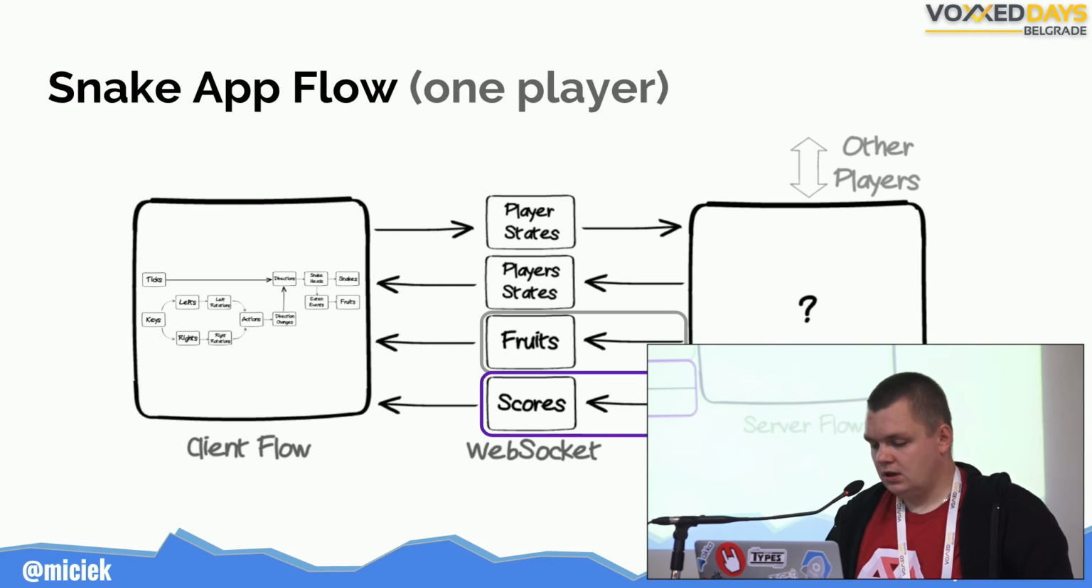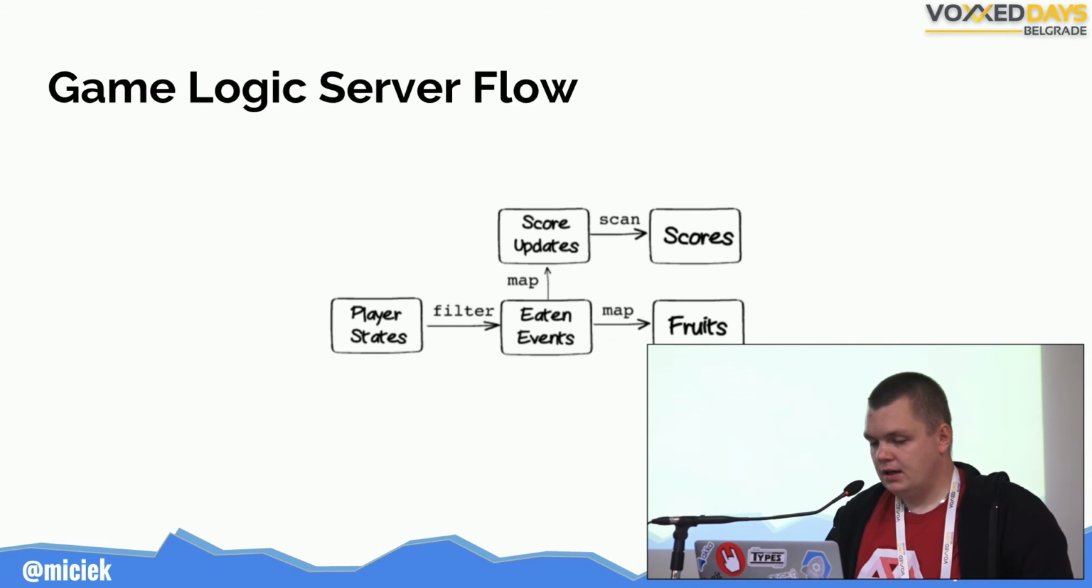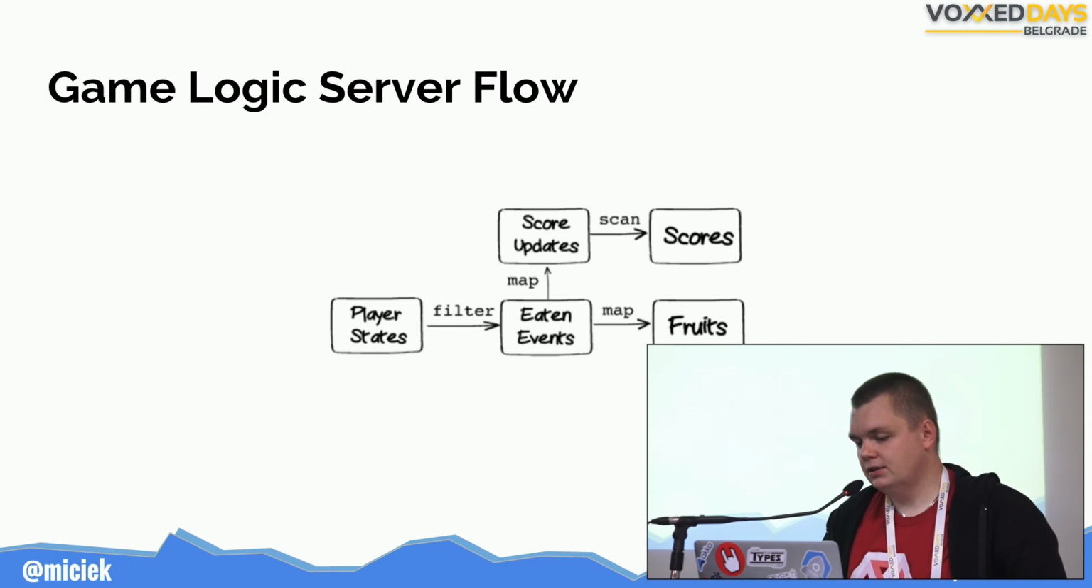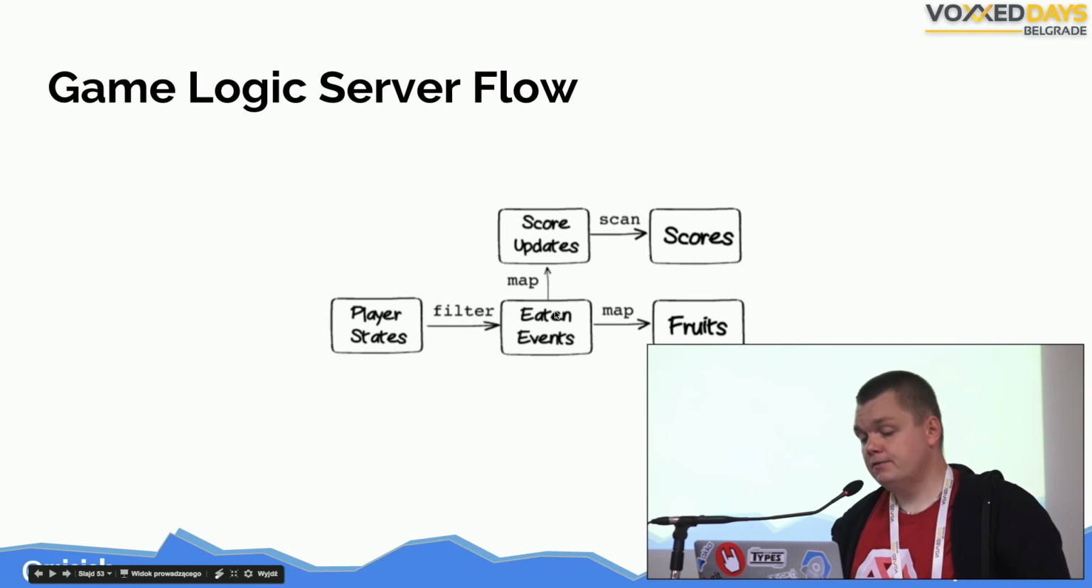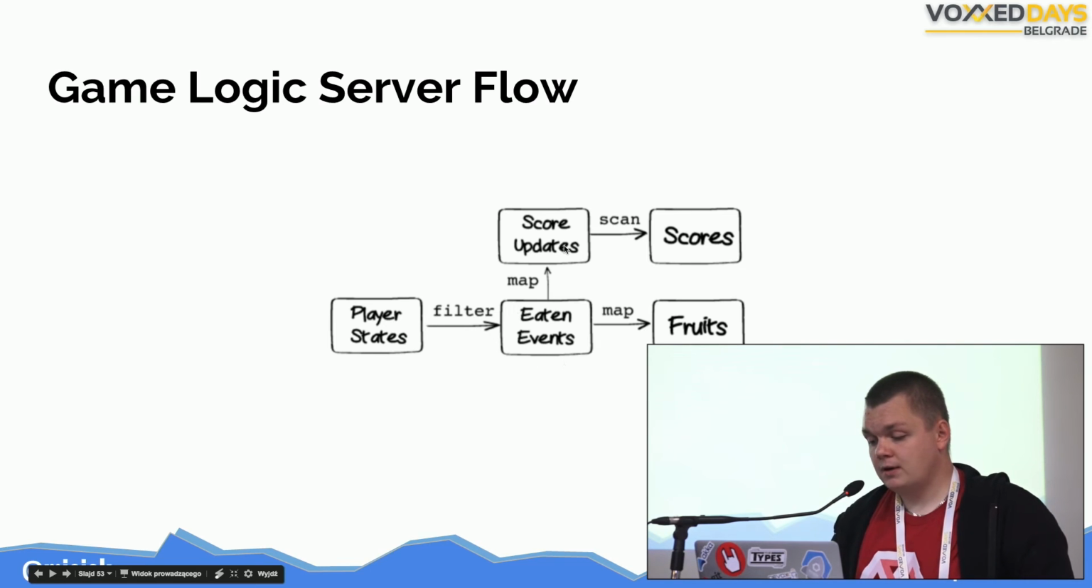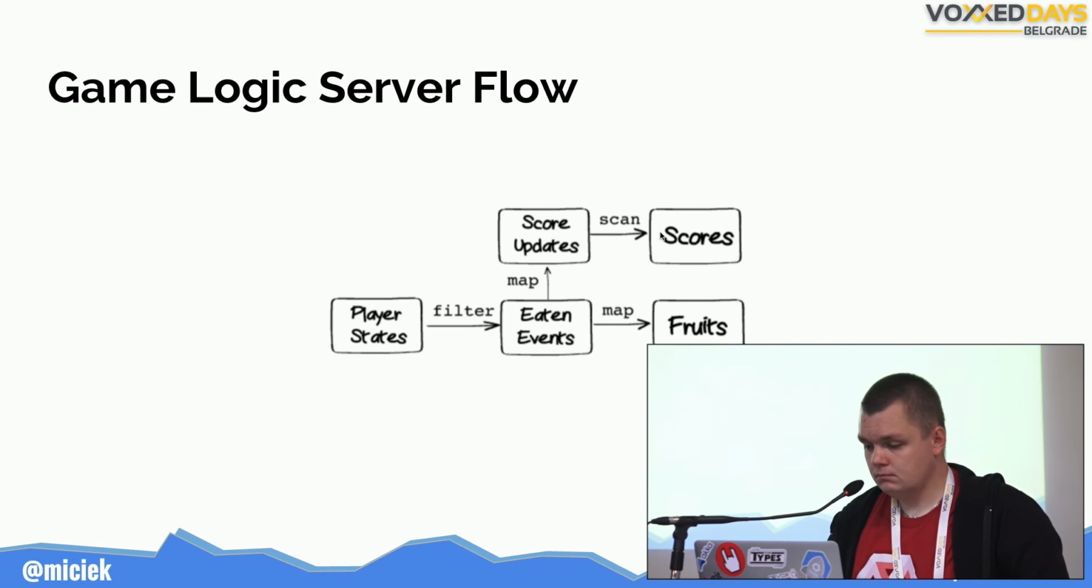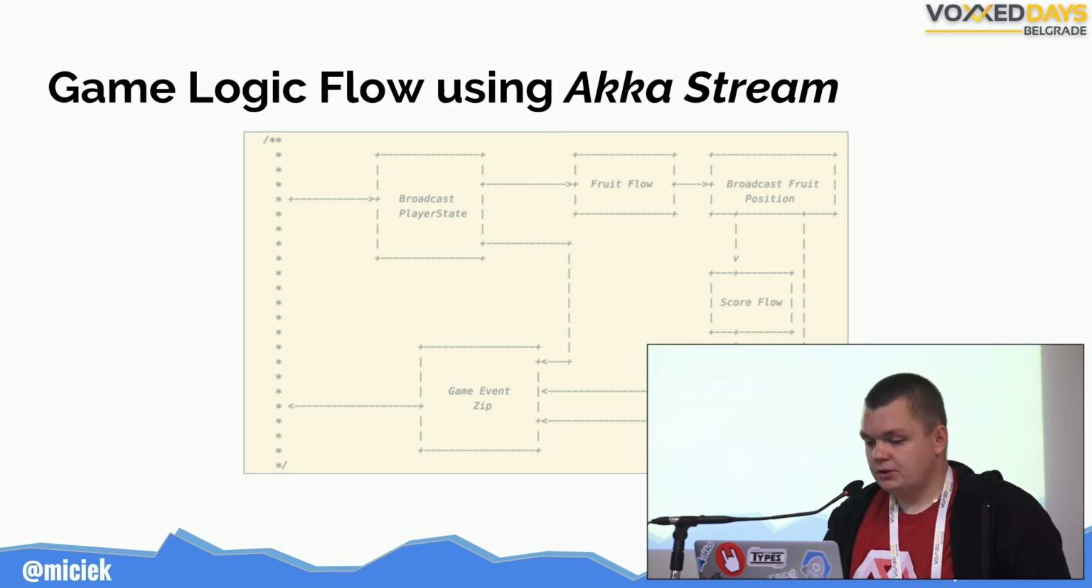So we are done with scores, and this is how the game logic server looks. It's not as big as the front-end one, but it does its job. Player states are filtered in order to get eaten events, and eaten events are reused for score updates and fruits. Score updates are used for generating current scores. And game logic flow using Accessory.